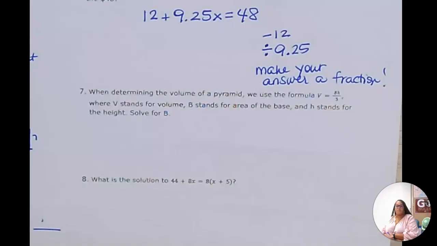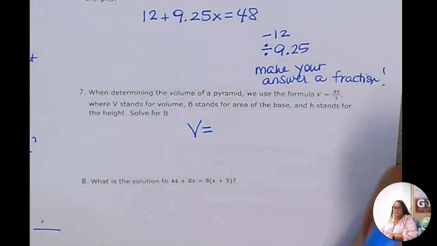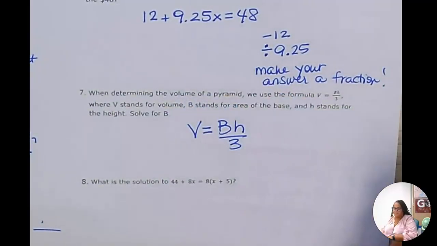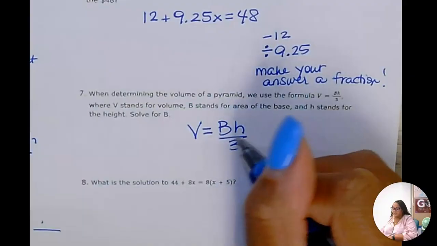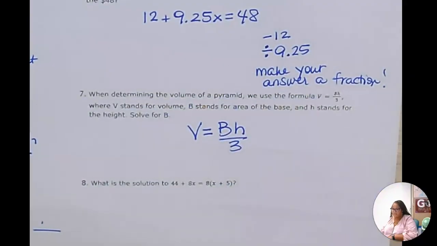Number 7, it says when determining the volume of a pyramid, we use the formula V equals big B H divided by 3, where V stands for volume, big B stands for area of the base, and H stands for height. Solve for B. So volume equals area of the base times the height divided by 3. So wherever you see this and there's something in the fraction here, there's a number here, always multiply by this number. Okay, you want to get B by itself.